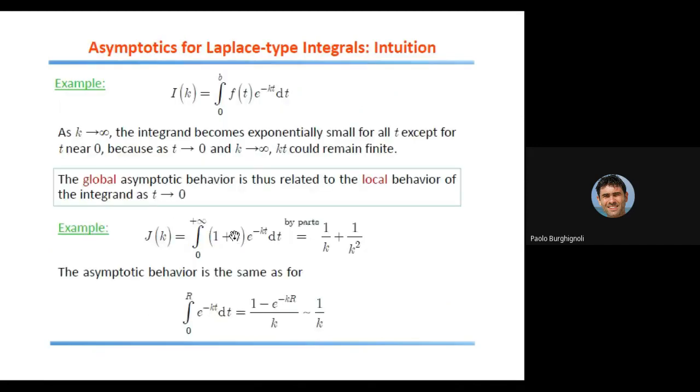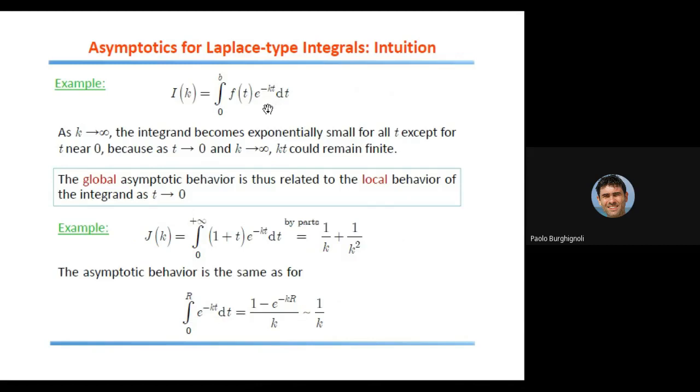Well, the intuition on which the asymptotic evaluation is based can be grasped from this example in which we integrate from 0 to b. Now, if you let k tend to infinity, you may see that the exponential function here tends to 0 for any positive value of t, because we have a negative sign in the exponent, with only one exception. The exception is when t is equal to 0, because then the exponential is exactly equal to 1, regardless of the value of the parameter k.